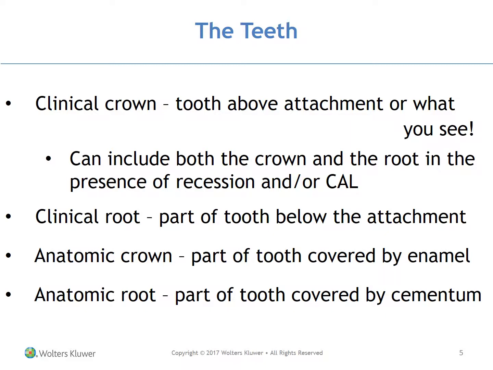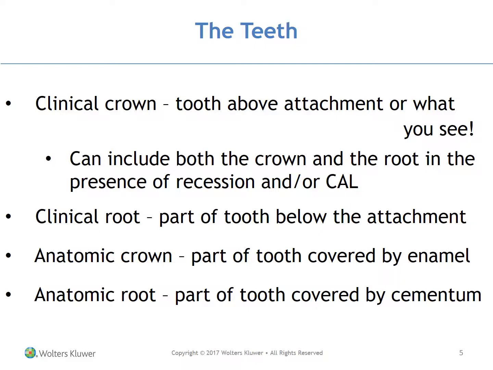Okay, so it's important for us to understand what's what so that we can describe what we're seeing, okay? So please make some flashcards with these on it. Our clinical crown is the tooth above attachment, or it is what you see. So clinically, what do you see? Okay, this can include both crown and the root in the presence of recession or clinical attachment loss. Okay, that's CAL, clinical attachment loss.